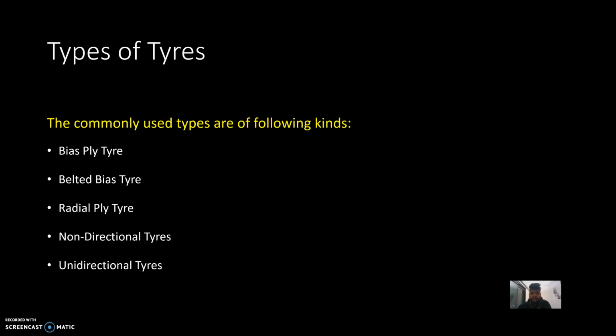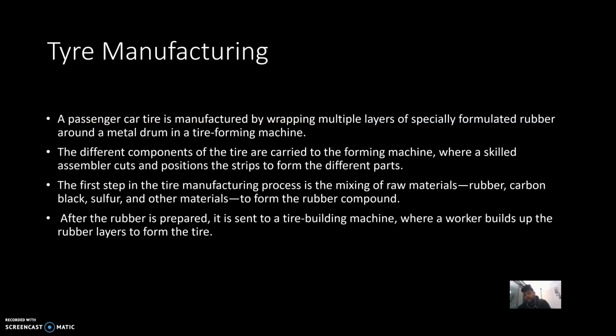Now, today's most common tire types that are being used are the bias tire, belted bias tire, radial ply tire, non-directional tires, and unidirectional tires. And for the process of manufacturing, a passenger car tire is made by wrapping multiple layers, especially of rubber, around a metal drum in a tire forming machine. The different components of the tire are carried to the forming machine, where a skilled assembler cuts and positions the strips to form the different parts.